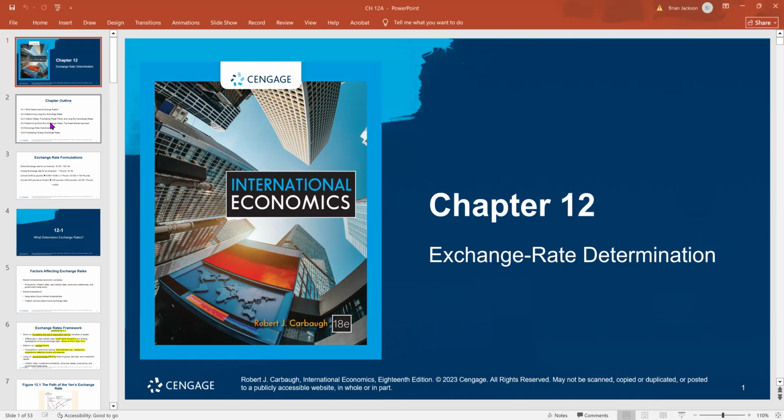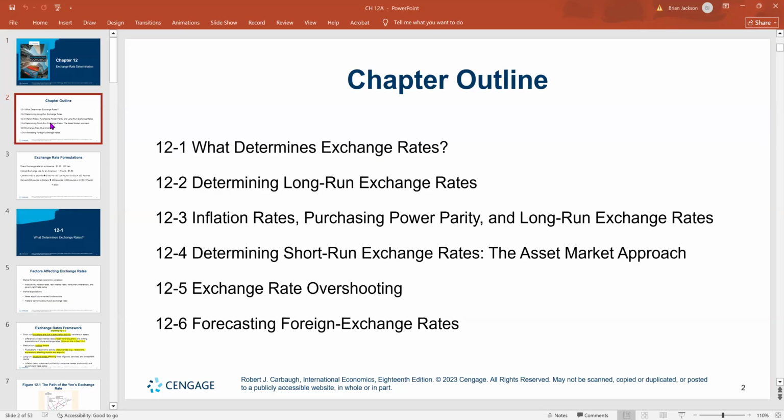Chapter 12 in your book by Bay, 18th edition. So here's the outline of the chapter. We won't talk about all of these things in this video, but most of these we will. We'll talk about what determines the exchange rates in section 1, determining long run exchange rates. In section 2, you see the long run expressed again, and in section 3 as it results from inflation rates, purchasing power parity, and so forth.